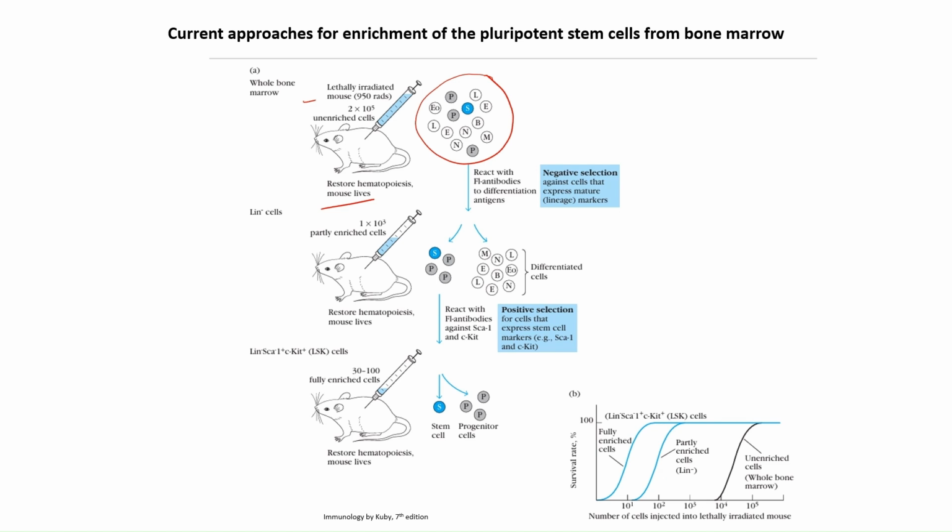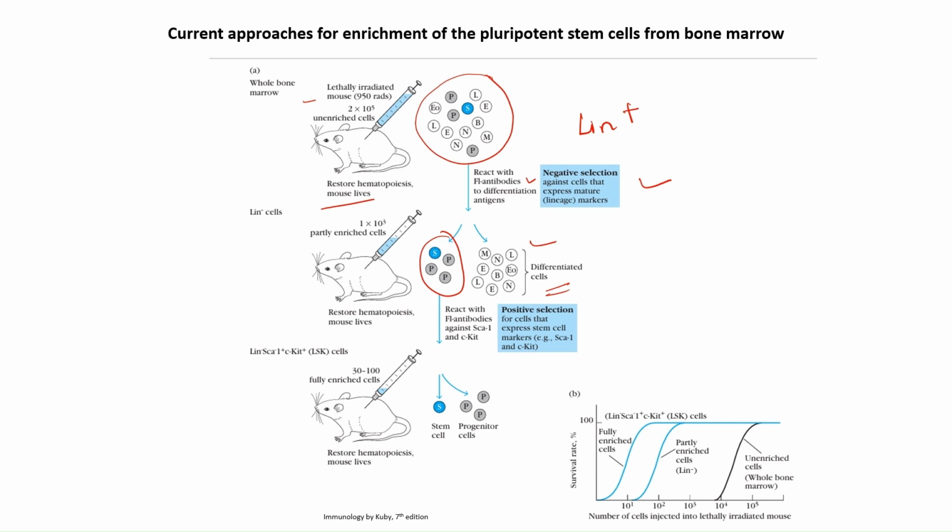Now from this, again the antibodies are used to separate the stem cells and progenitor cells from the rest of the cells that are differentiated cells. So here what it is undergoing is negative selection. Negative selection means all the cells that express this marker Lin+ were separated out. So this type of selection is called negative selection.